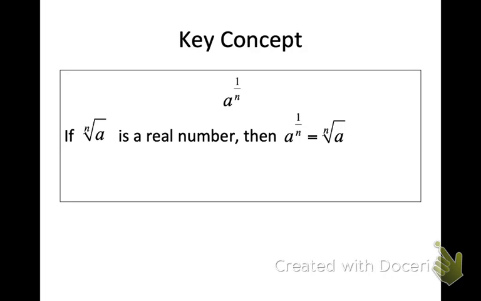Radical, rational exponent. So whatever your index is what goes in the denominator of your rational exponent. Right? You guys remember doing that?